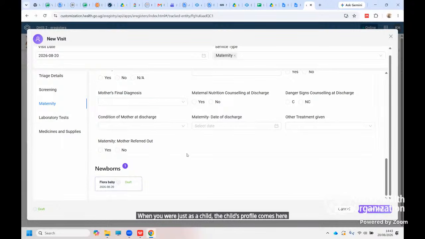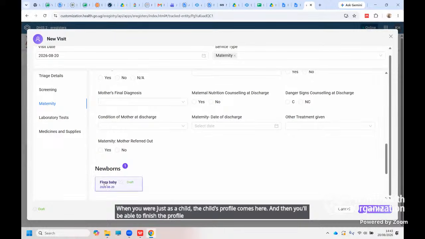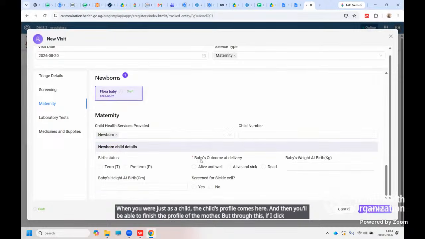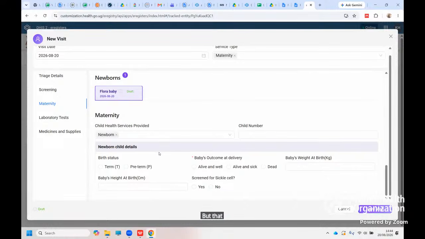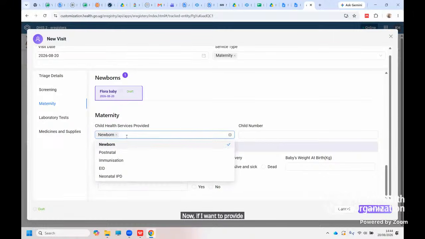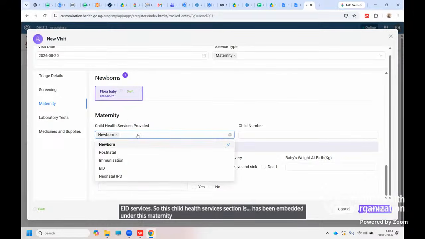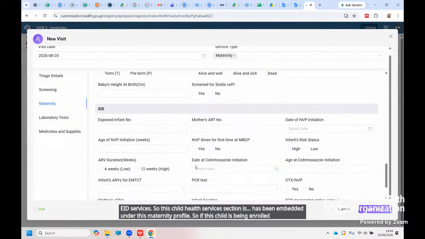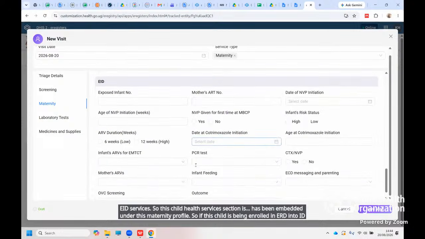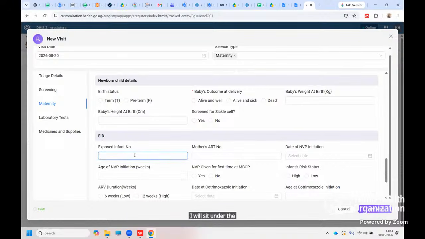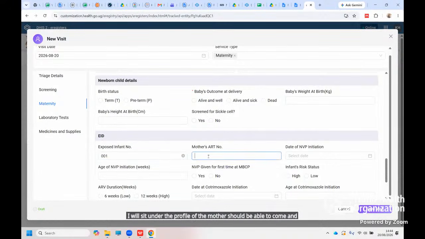And then you'll be able to finish the profile of the mother. But through this, if I click on this, I will have this part that comes. Now, if I want to provide EID services, this child health services section has been embedded under this maternity profile. So if this child is being enrolled in EID, into ID, I should still, under the profile of the mother, be able to come and register the child here.